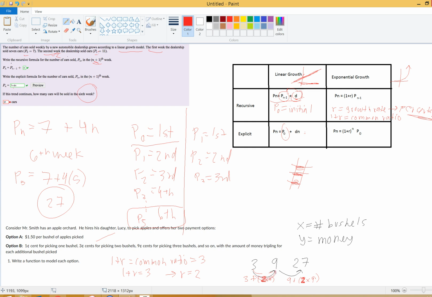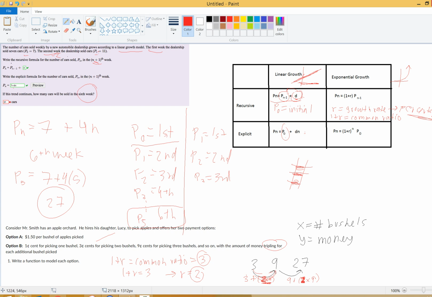Because you take the original 3, you take 2 times 3, which is 6, and add it on top of it. 2 times 3 is 6. That's the 200% increase, and then we add it on top of the original 3, making it a 9. And again, 2 times 9 is 18. There's that 2 again, the 200% times the original 9 added on top of the 9. We get 27. So it's a 200% growth rate. The r is 2, but our common ratio is tripling, so it's 3.